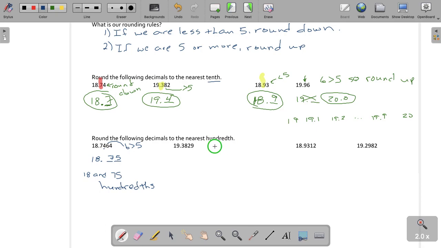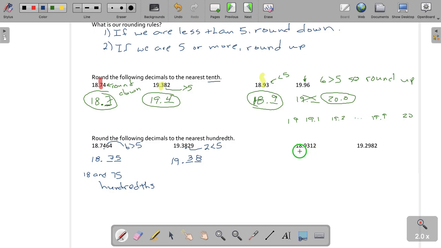Okay. Round to the nearest hundredth. I'm going to have 19 and 2 spots. So I know the 3 is going to be there no matter what. Okay, it's this 8. That's my issue. So I'm going to look at that 2. Okay, and the 2 is less than 5. And if the 2 is less than 5, we're going to keep the 8 as an 8. So I have 19 and 38 hundredths.